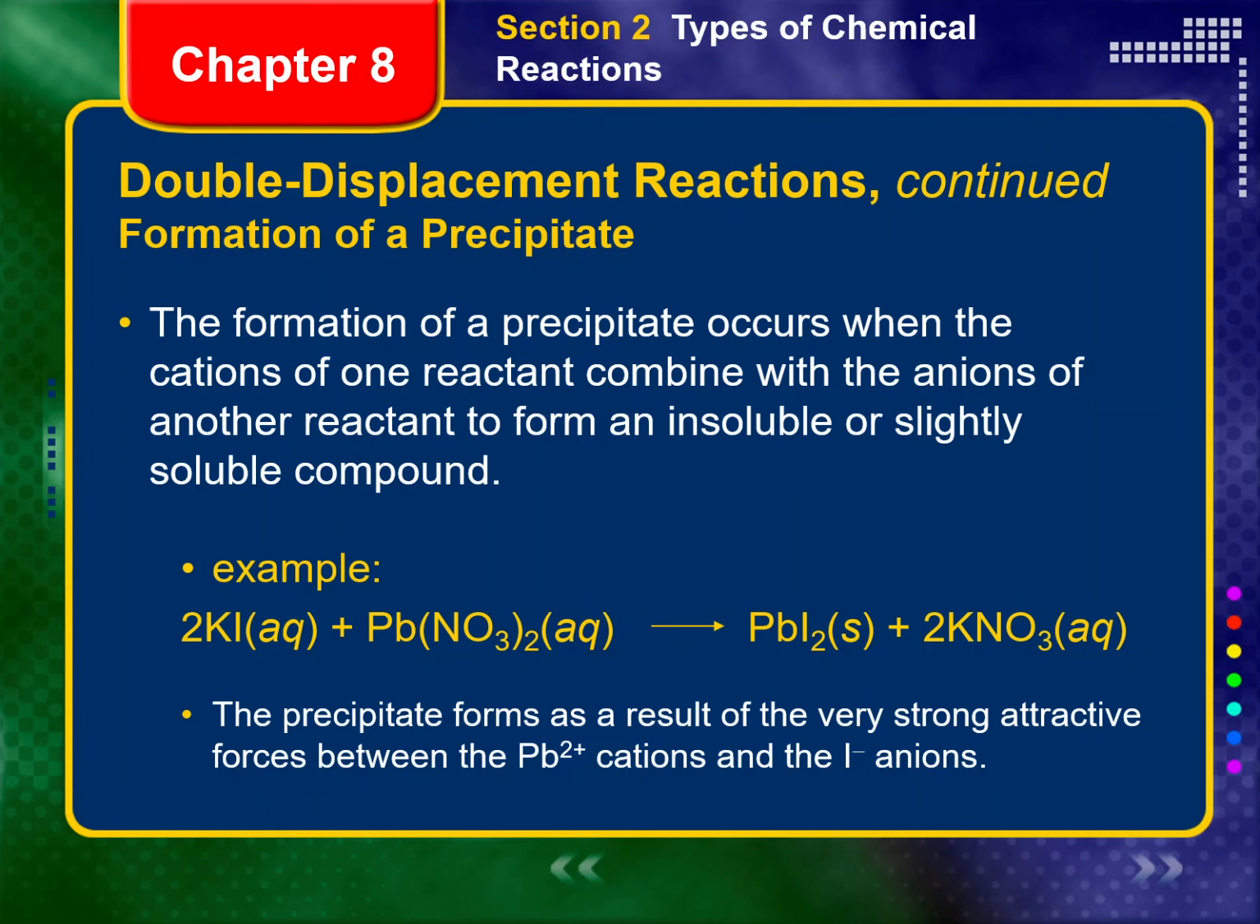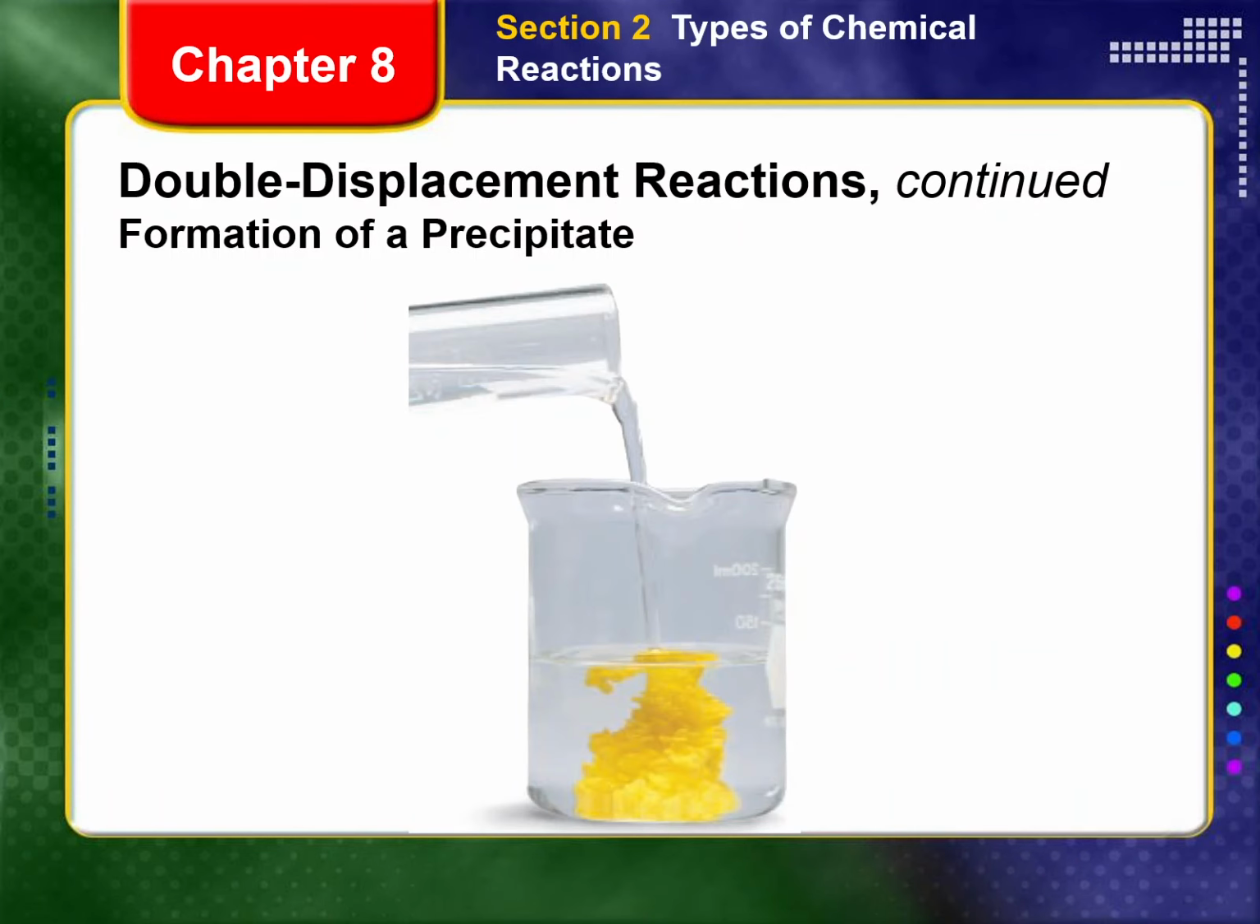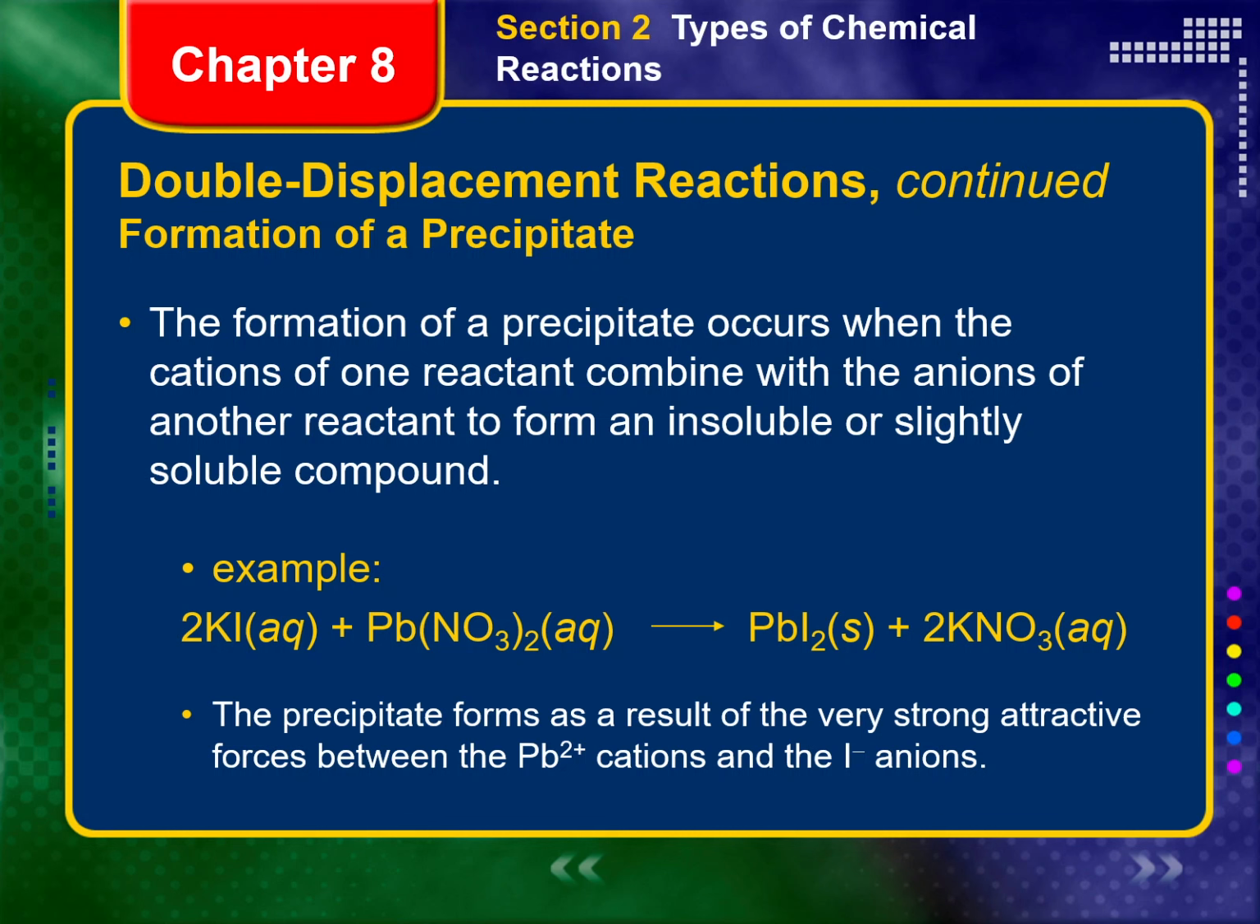The formation of a precipitate occurs when the cations of one reactant combine with the anions of another reactant to form an insoluble or slightly soluble compound. For example, when an aqueous solution of potassium iodide is added to an aqueous solution of lead(II) nitrate, the yellow precipitate lead(II) iodide forms, according to the equation on the screen here. This is actually shown in your textbook or on the screen here. This reaction occurs according to the balanced equation shown on the screen here.